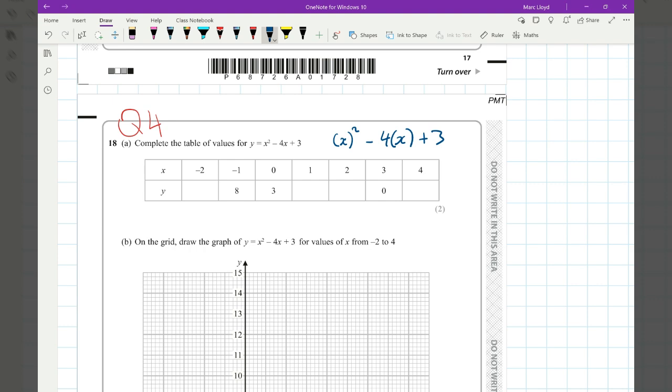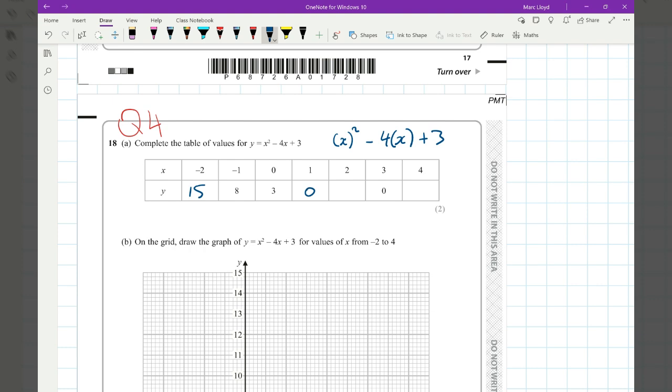On my calculator, it gives me a 4. Take away 4 lots of -2 in a bracket gives me 12 plus the 3, 15. Okay, and I just worked that out in my head. So that's 4 plus 8 plus 3, 15. Super. Okay, so that works. Let me just finish these off. So 1, take away 4, add 3 is 0.